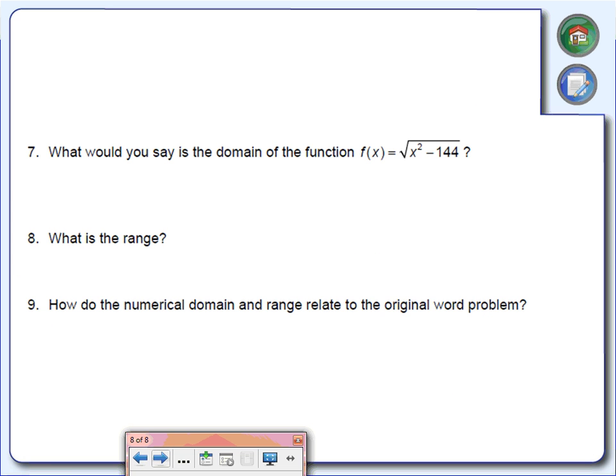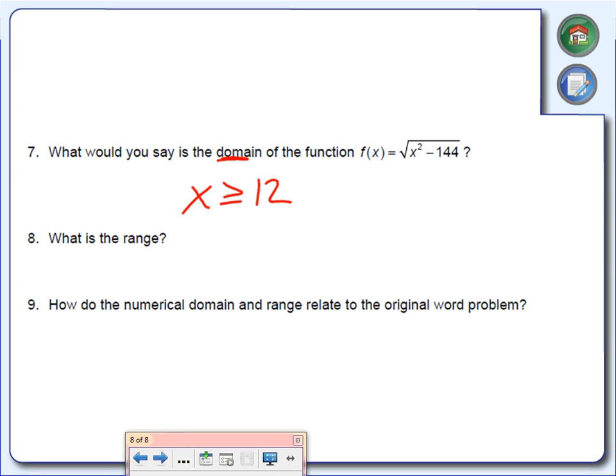Okay, we got 3 more to look at here. Number 7 says, what would you say is the domain of that function? Somebody give me the domain of that function. Well, we know domain is x. I'll give you that much. What is the domain? What are the x values? I'll give you the greater than or equal to part. Greater than or equal to... well, yes, you can do it the other way. X is greater than or equal to 12.